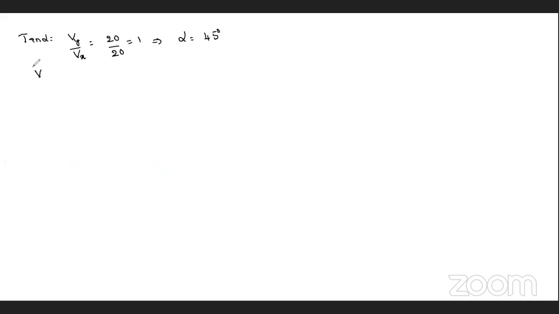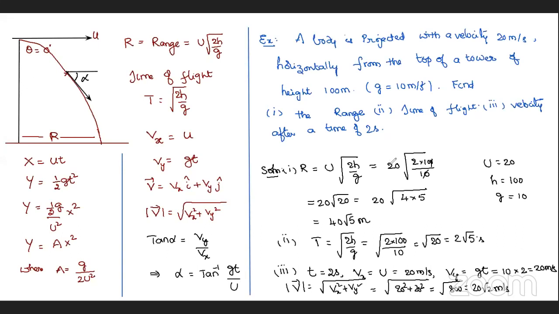Even extra, if you want to write in vector form, you can write Vx i cap plus Vy j cap. Actually unnecessary. Okay, no problem, Nana. Vx i cap plus Vy j cap, Vx is 20 i cap plus Vy is 20 j cap. That's it. Over. Okay, this is the velocity part. Right?